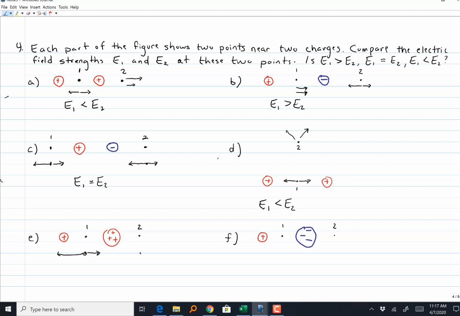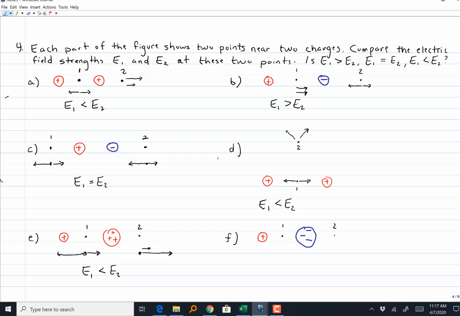But then at point 2, right, they're both pointing away. The magnitude of the electric field from the larger charge, the right charge, is still going to be the same, but then I'm going to add a little bit from that single left positive charge, and so E1 is going to be less than E2 in magnitude.